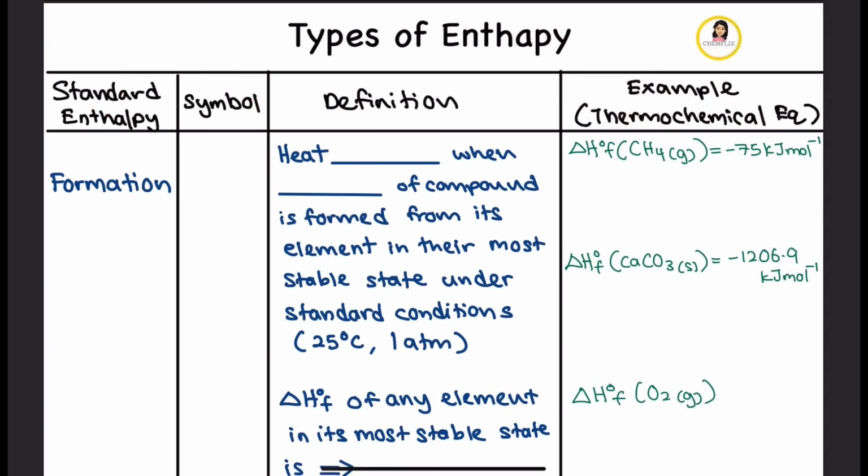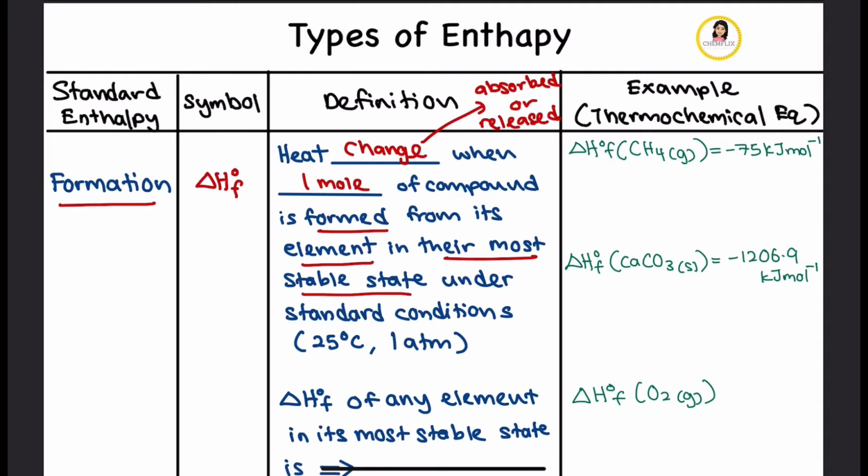Firstly, it's the standard enthalpy of formation, which has the symbol delta H naught, with subscript f. By definition, enthalpy of formation is the heat change, which means heat is either absorbed or released during this reaction, when 1 mole of compound is formed from its elements in their most stable state under standard conditions of 25 degrees Celsius and 1 atmosphere.